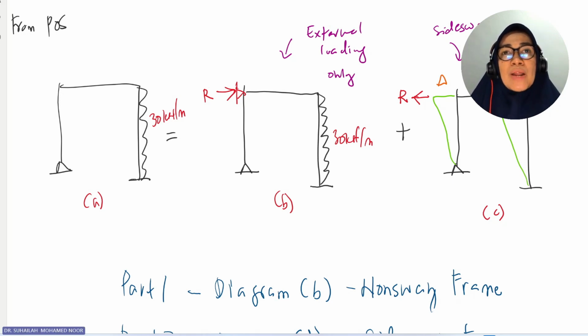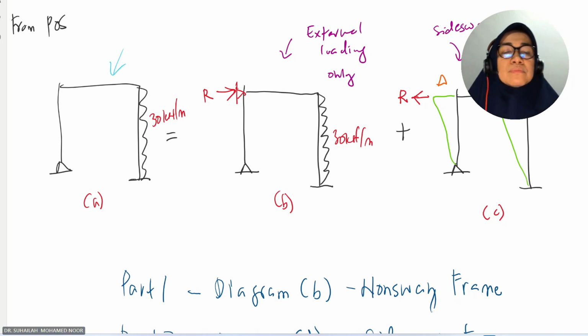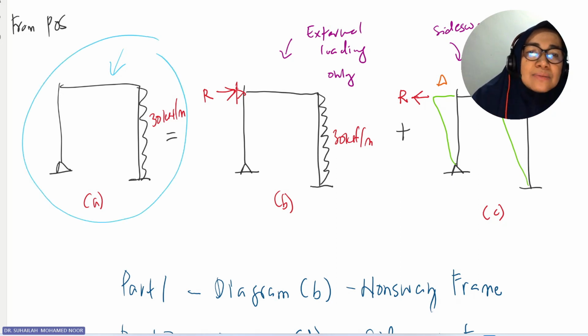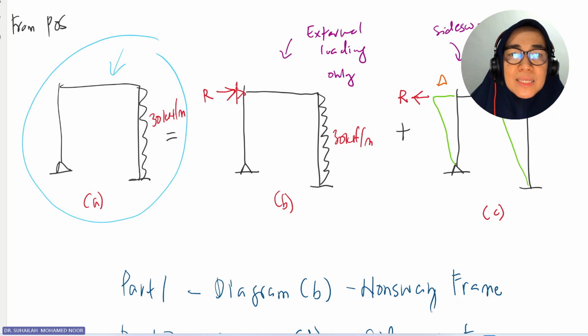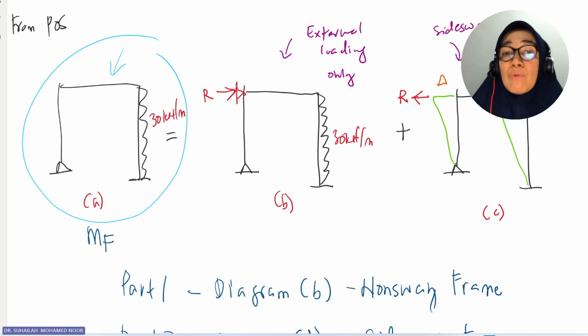So what we want is the final end moment for diagram A. We want this. We actually analyze this, diagram A. We want to calculate FEM for A, and FEM for A is actually a combination of external loading and delta. So let's say at A, the member end moment we call MF, the final end moment.